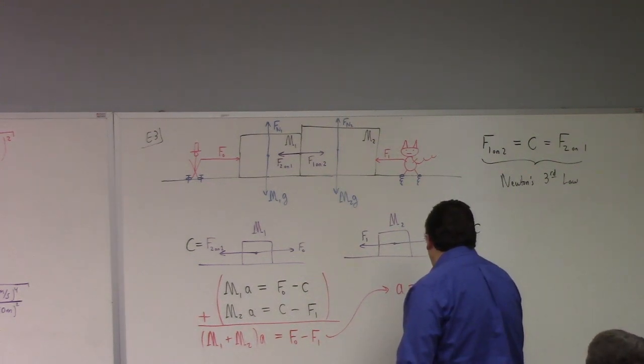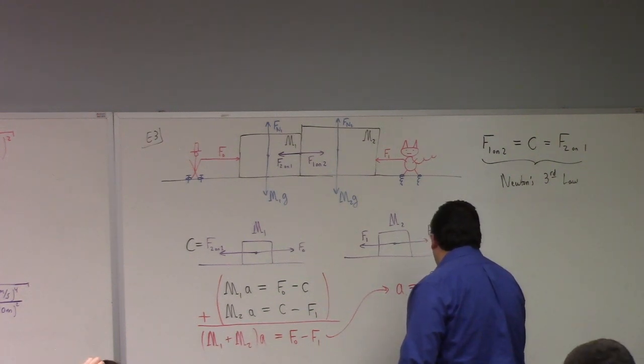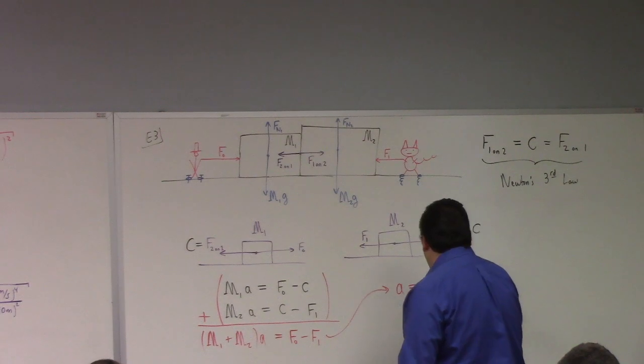F0 minus F1 divided by m1 plus m2. That probably would make more sense, right? So there you go, that's the acceleration.